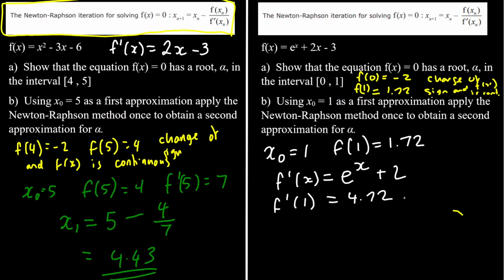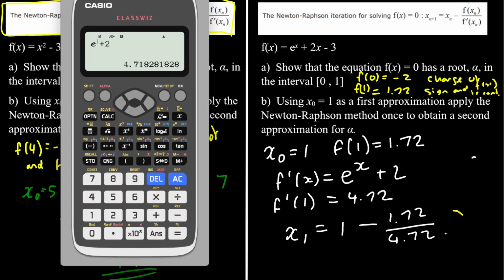So now we can just substitute in to our Newton-Raphson. So we've got x1 is going to be equal to x0, which is 1, take away f of 1, which was 1.72, over f prime, f dash 1, which was 4.72. So it's 1 take away what we saved as a over our last answer, and we get 0.636.